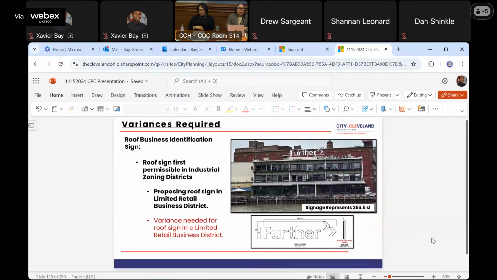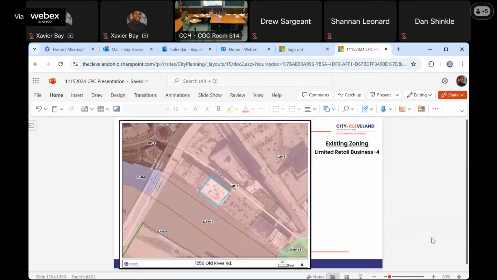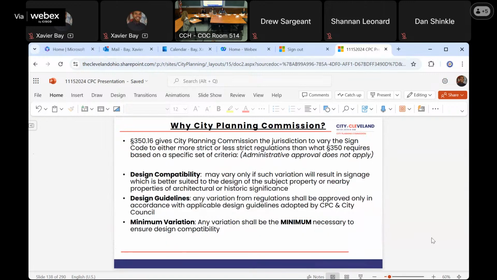What variances are required? Yes, Madam Chair, this is Xavier Day, City Planning. The variance needed is for having a roof sign outside of a semi-industry district. Roof signs are only permissible in semi-industry districts, and the property is located in a limited retail business district. So that's why it's coming to Planning Commission. You're looking at the design compatibility guidelines and minimum variation from the sign code.